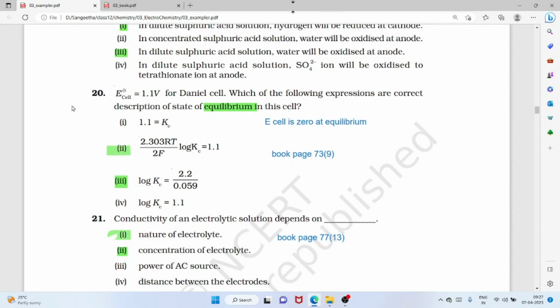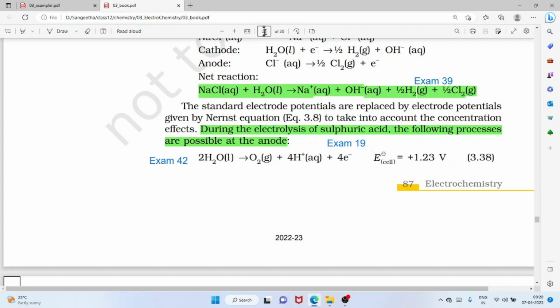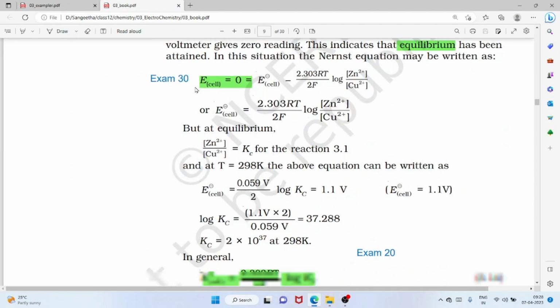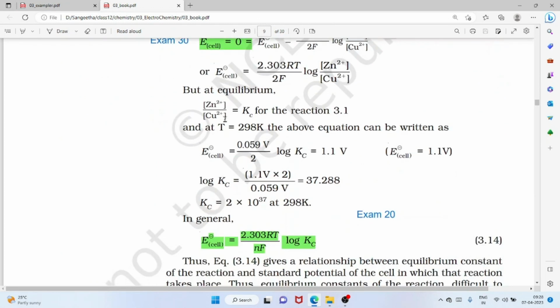So at equilibrium, how does this equation change? E cell is 0 at equilibrium, that is, the potential is 0. So when at equilibrium E cell is 0, if you apply this, then you will get this formula.